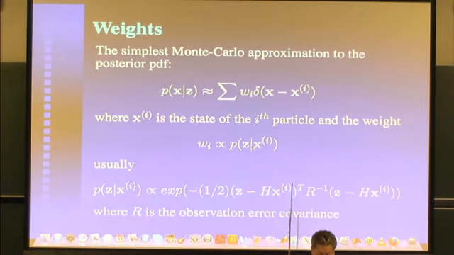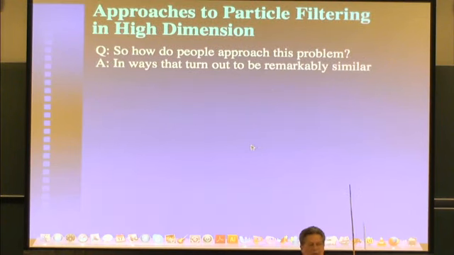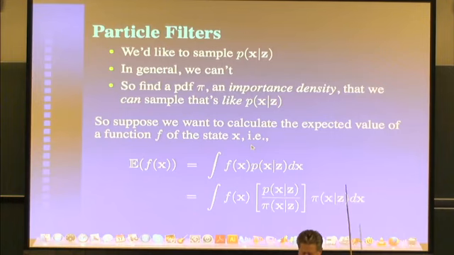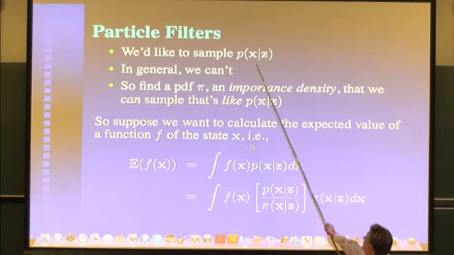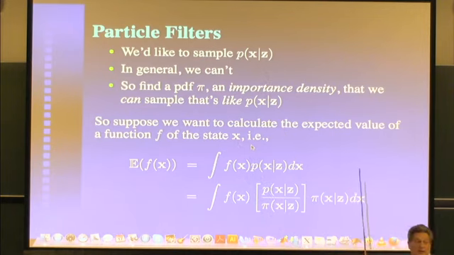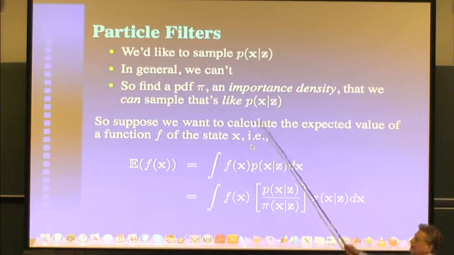And so usually you assume that your errors are Gaussian, which can also be a problem. But for now, we're going to get ourselves into enough trouble without worrying about that. So what do people do? And like I said, they do things that are remarkably similar. Well, we'd like to sample this whole conditional probability density, but we can't. And so what do we do? Well, we come up with another one that everybody calls pi, little pi.